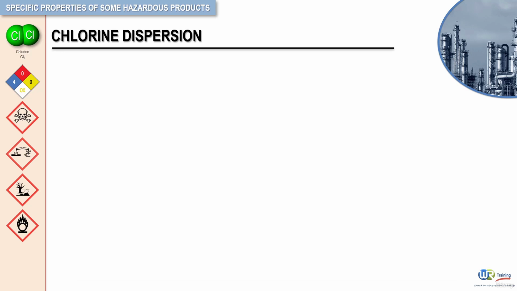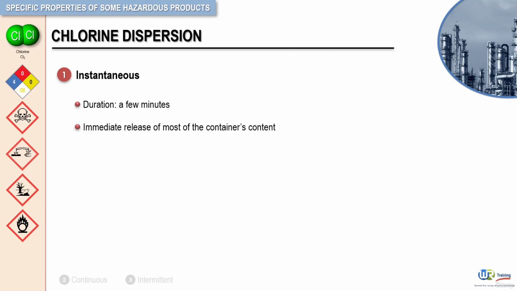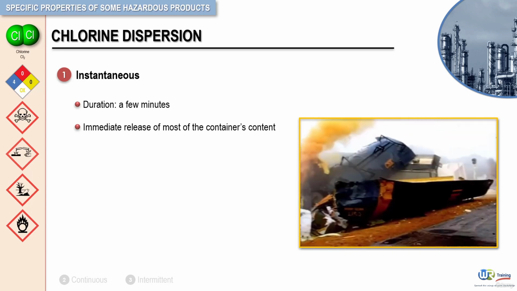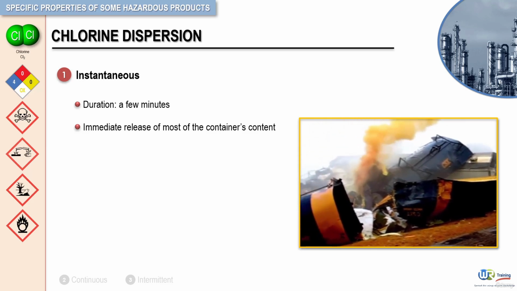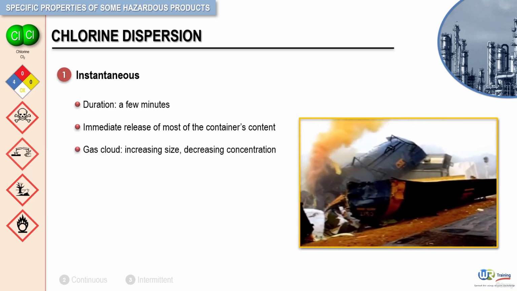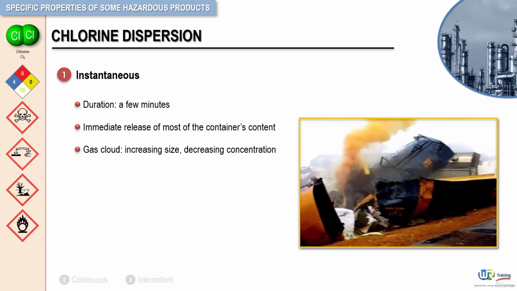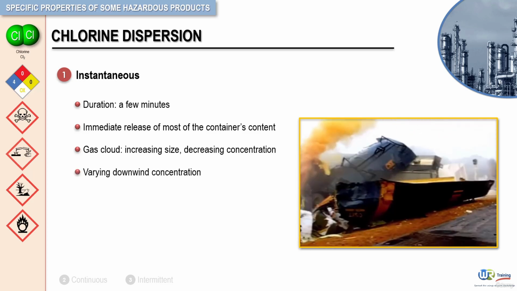For more significant releases, there are three types of releases: instantaneous, continuous, and intermittent. An instantaneous release is characterized by the release of chlorine into the atmosphere in a relatively short period of time, like a catastrophic container failure, such as a significant chlorine breach due to a train derailment. This type of release will result in a gas cloud that moves across the downwind range, while increasing in size but decreasing in concentration. The concentration of chlorine monitored at any given point downwind will vary over time, depending on a number of factors.